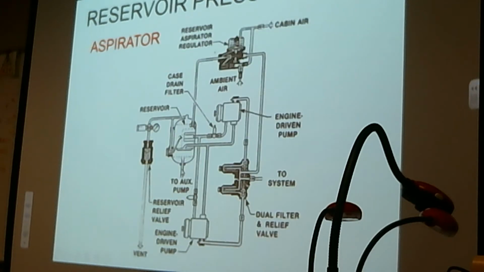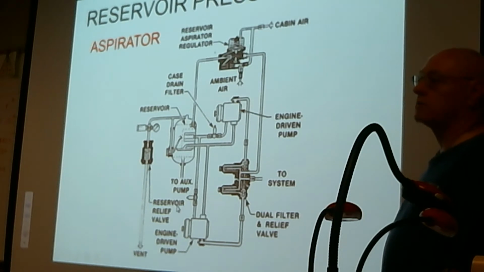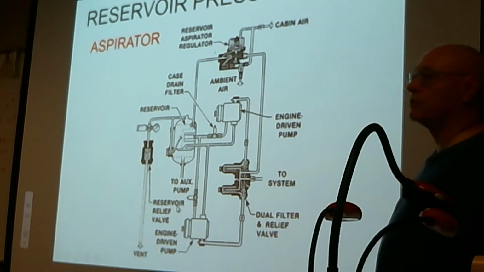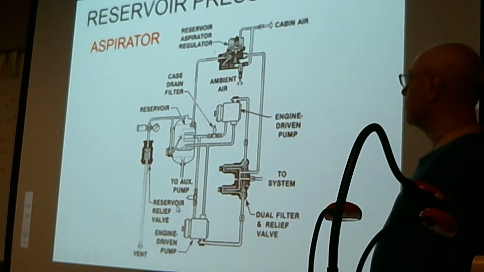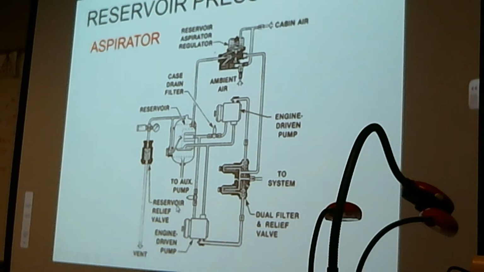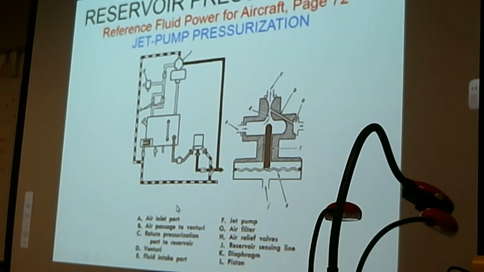Okay. All right. There's another way of pressurizing reservoirs, and this is a device called an aspirator. It also uses the Venturi technique, but what it does is it delivers flow from the engine-driven pump and routes it through the aspirator, drawing, in this case, cabin air in. So if we've got a pressurized cabin, we can steal that, but it draws that airflow in through the aspirator in order to pressurize the reservoir. So another method of getting air into it.